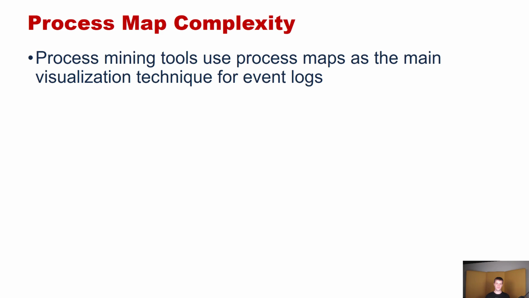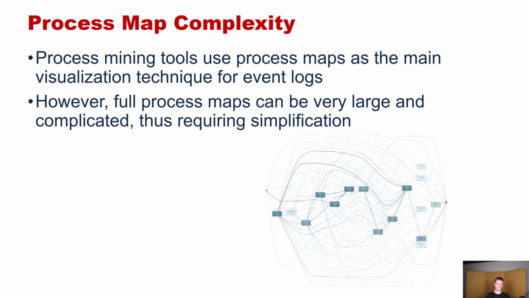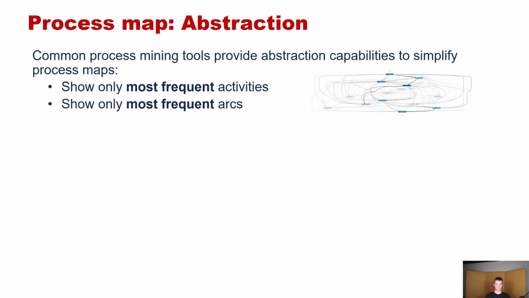So process mining tools use process maps as the main visualization technique for event logs. However, full process maps can be very large and complicated, thus requiring simplification. For example, here you can see one full process map where there is a huge number of different paths, and it's very tricky to understand where each path is going to lead. To handle that complexity, we can utilize process map abstraction or event log filtering, or we can also combine both of them.